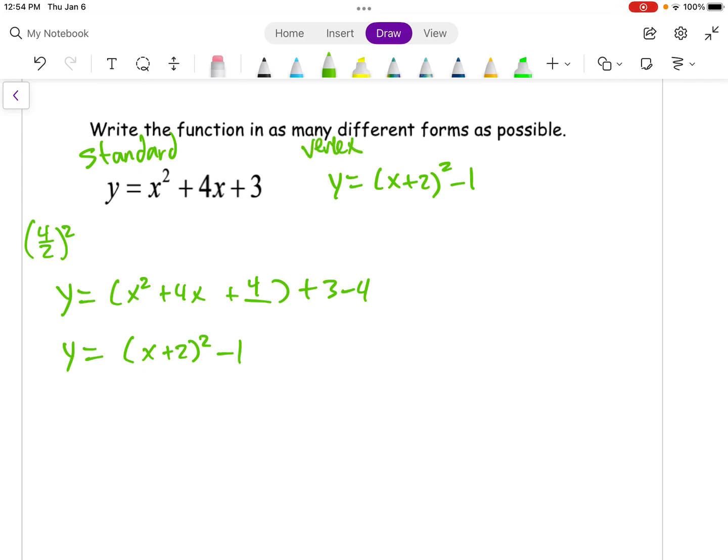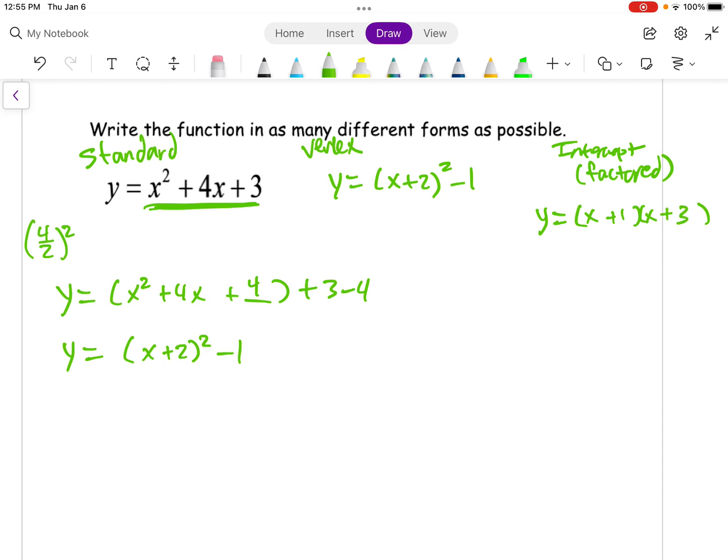Okay, there's one more form we haven't done, and that is what's sometimes called intercept form. A lot of times I just call it factored form. And we'll talk about why it's called intercept form in just a minute, but I'm going to take that x squared plus 4x plus 3 and factor it, just like we factored quadratics in the past. So I'm doing my two sets of parentheses, x and x. And we want the factors of 3 to add up to be 4, so that's just 1 and 3.